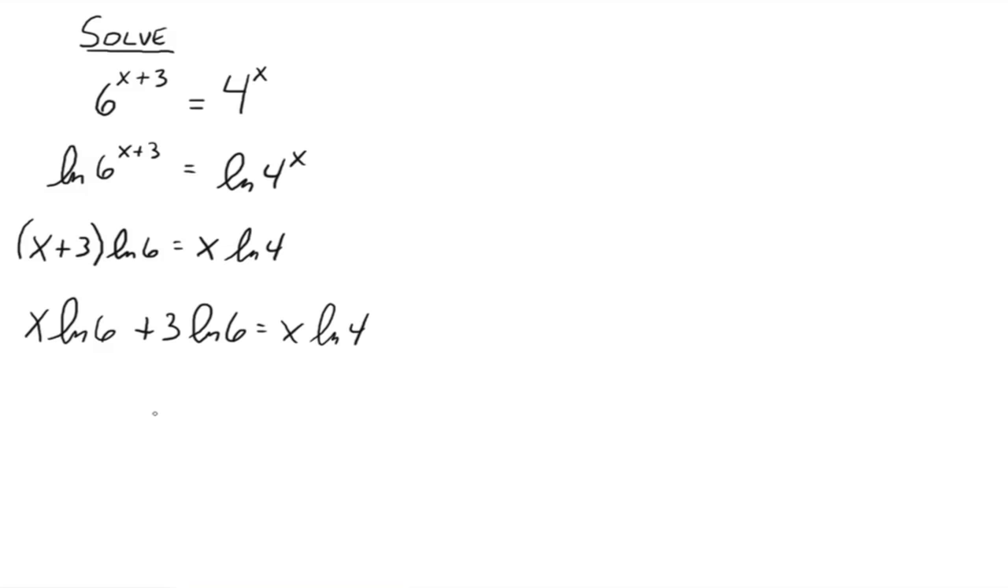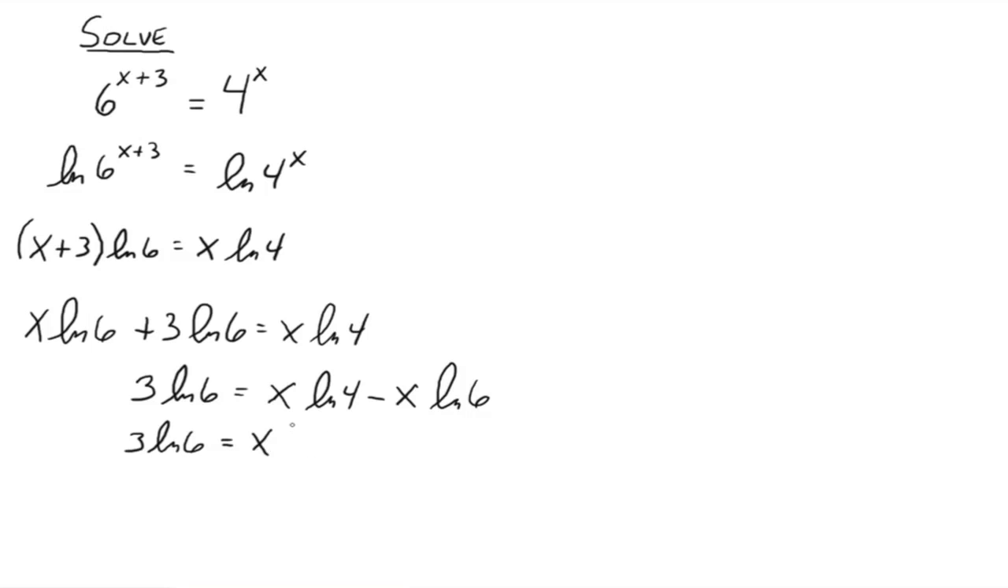All right, so then we've got x here, x there. So let's move the x natural log 6 over to the right side. And so we would have 3 natural log of 6 equals x times the natural log of 4 minus x natural log of 6. Now, if we're going for an exact solution here, then we need to do what to that right-hand side? That's right. You've got to factor an x out. Everybody see how that happened?